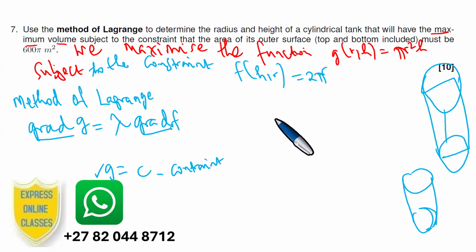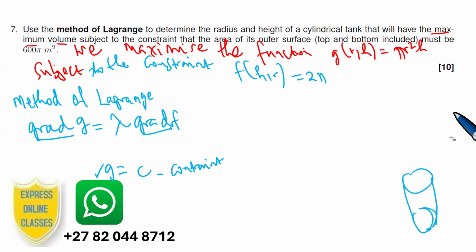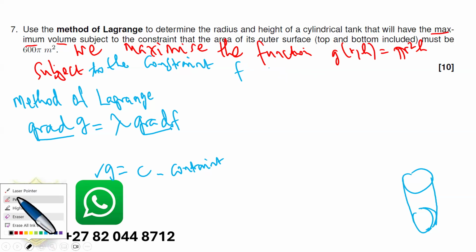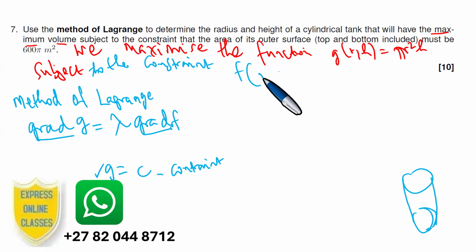Can you please clarify, is it f function of h comma r, or l? I don't understand. Okay, good. Let me just be consistent. It doesn't matter because these are dummy symbols. It's r, h. Let's keep them the same.